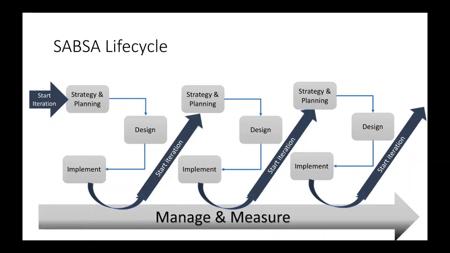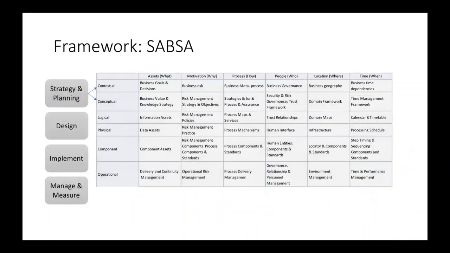So you start with an iteration, you start with strategy and planning, you do a design, you do implementation, and then you go to manage and measure, but then you start a new iteration project, and you would use what you have developed in the previous project to start the strategy and planning of the new project. So it's an iteration. Every time you execute a security project, you start with strategy and planning, design, implementation, manage and measure, and once you have completed this, the artifacts that came out of it can be used with the next project. And I think this will become clear to you.